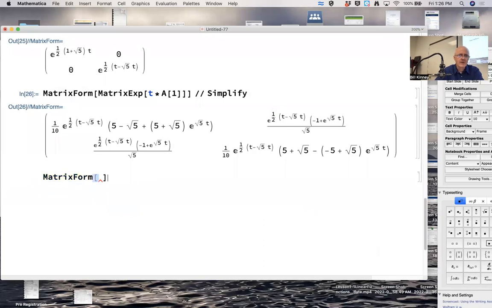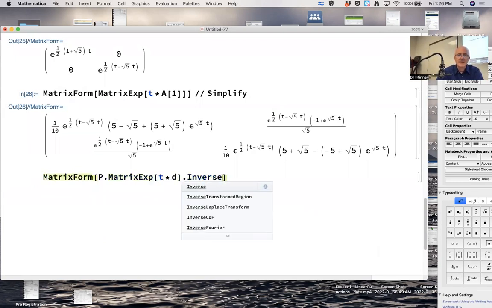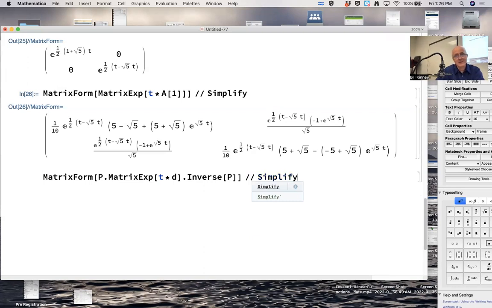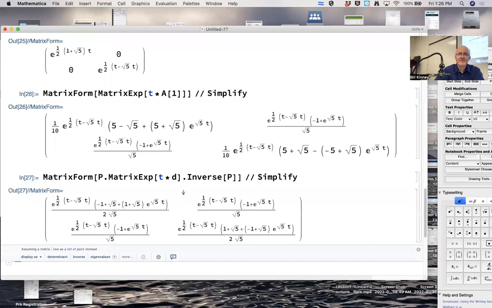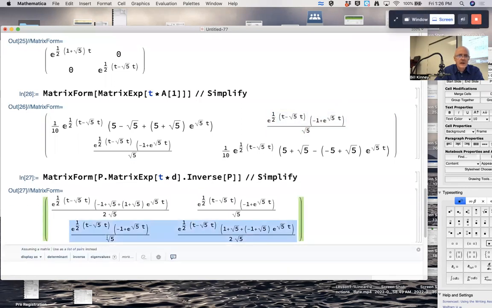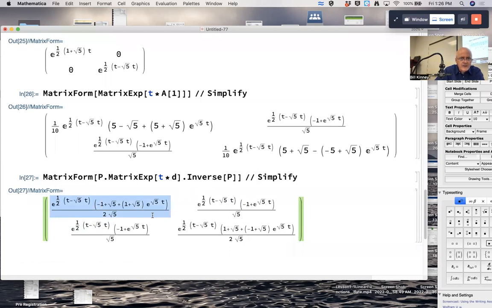MatrixForm. P times, now I'm using a period because I'm multiplying matrices, MatrixExp of tD, times the inverse of P. Simplify. It's possible they could look different because Mathematica could be simplifying it in different ways, but I hope they look the same. Okay, well, it's formatting them differently, but I do believe they are the same. Certainly the upper right and lower left entries look good. Comparing those, they look good. It's the upper left and lower right that are looking a little different. I'm sure they're equal.